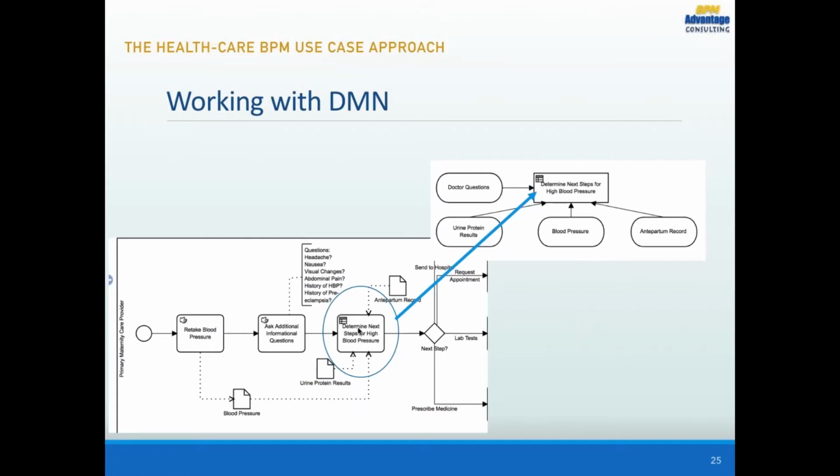And this is, in BPMN, a business rule task. And that is in the tool directly linked to this DMN model. And you can see that the DMN model has some inputs, which include the doctor's questions, or the answers to those questions really. Maybe a urine protein result, blood pressure, and other information from the antepartum record, the overall data of that patient. And that feeds into a decision.